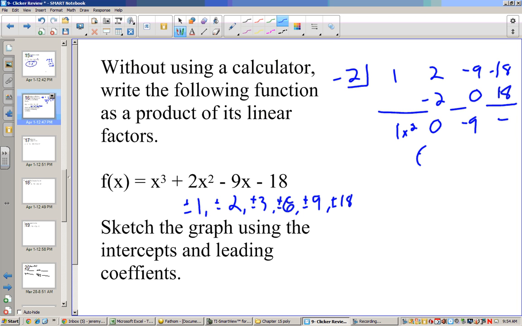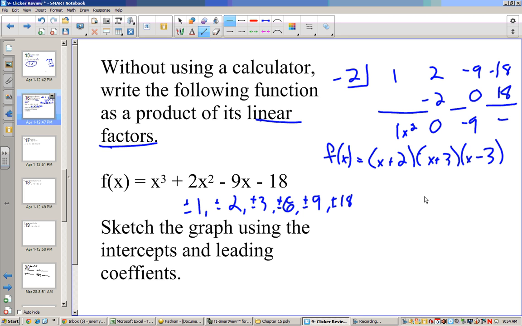So x squared minus 9 can factor into x plus 3, x minus 3. That -2 tells us that it's x plus 2. So we have our equation f of x equals x plus 2 times x plus 3 times x minus 3. That's written as linear factors. All three of these are linear equations. Now sketch a graph using the intercepts and leading coefficients.